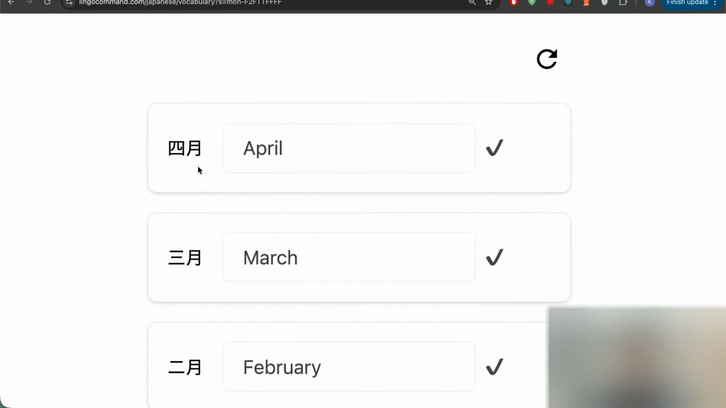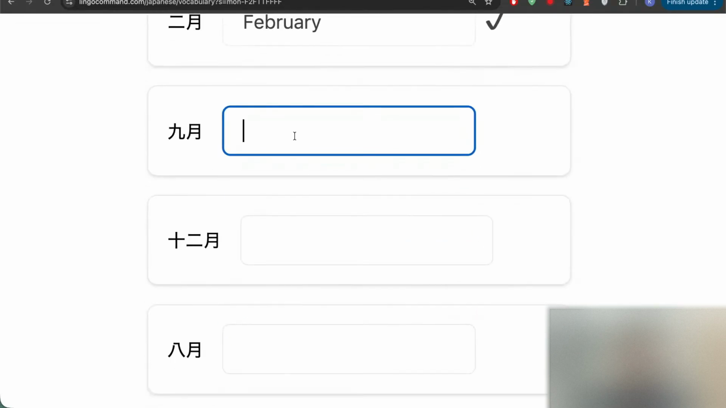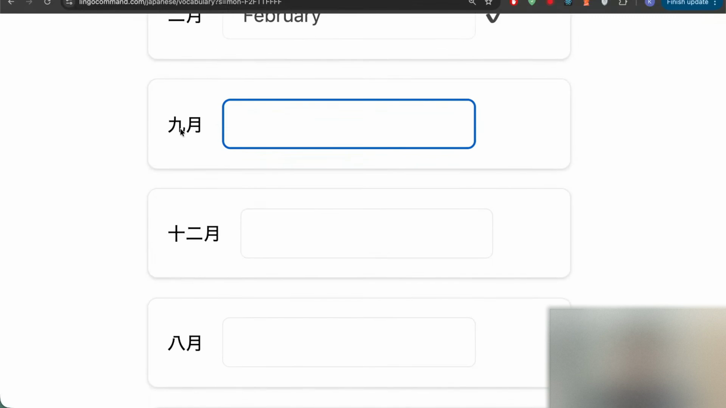One thing to point out, so for April, of course 4, you would say yon. There are actually 2 ways to say 4 in Japanese. You say yon when you're counting, but for months of the year, the reading is shi, or that's how you pronounce it. So this is not yongatsu, it's shigatsu. Same thing here actually. So this kanji, it's 9. It's kyu when you're counting.